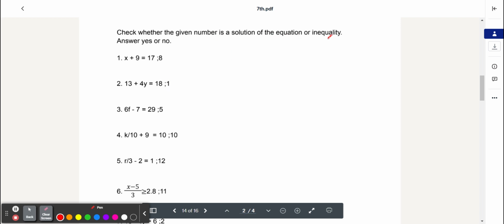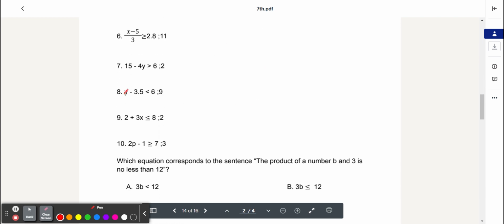Next section, we will be checking whether the given number, so the number after the semicolon, is a solution of the equation or inequality. And then the answer will be yes or no. It's a solution or it isn't. So let's look at 8, 9, and 10, the last ones.